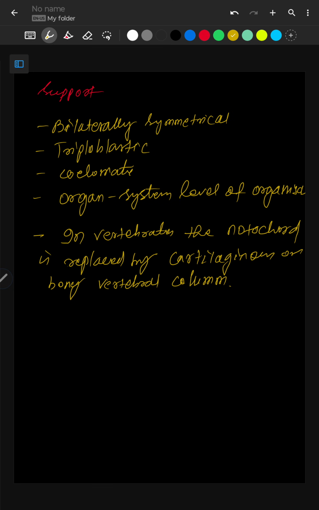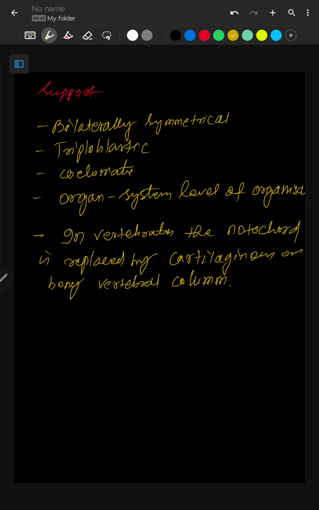See, vertebral column, just imagine your body. On the dorsal side we have the vertebral column, and through this vertebral column the spinal cord passes. So that spinal cord is the nerve cord, which is hollow and single. So the dorsal nerve cord is hollow and single. Okay, and it develops into the brain.